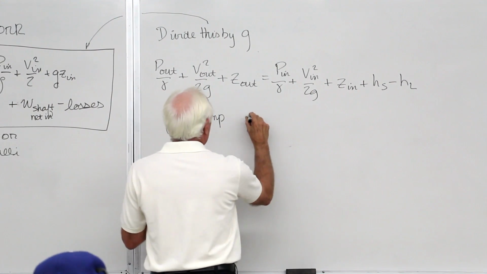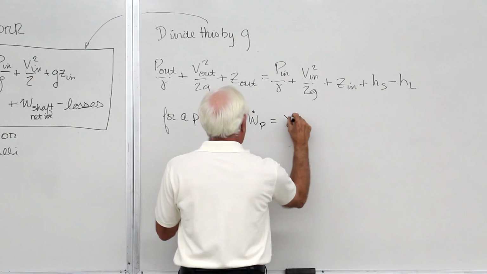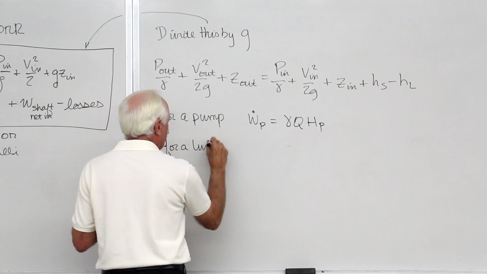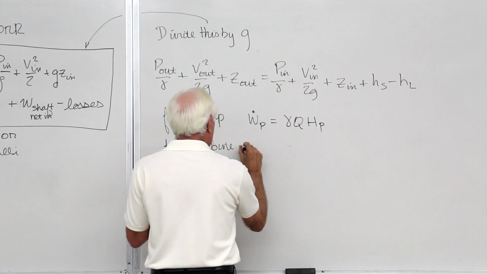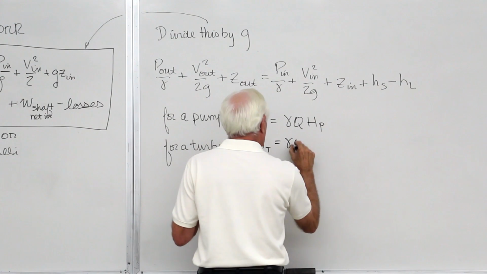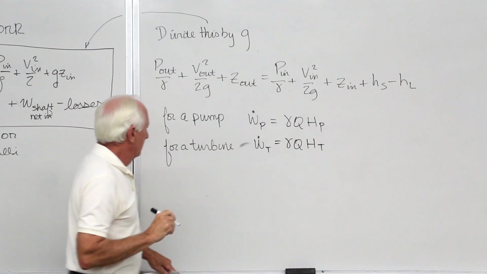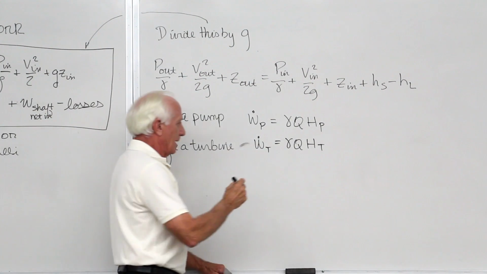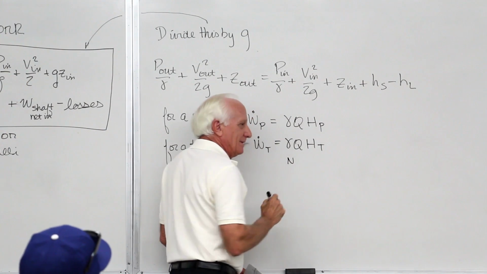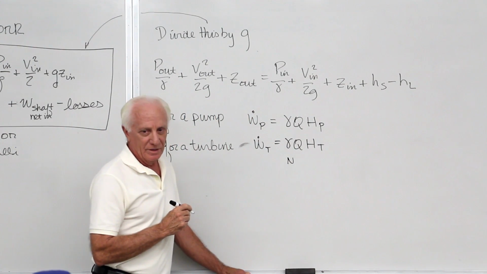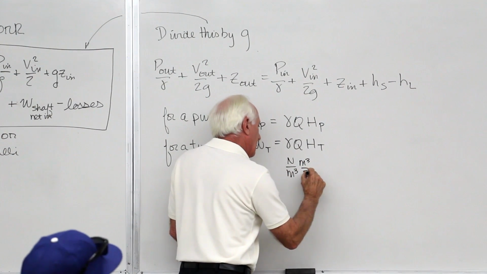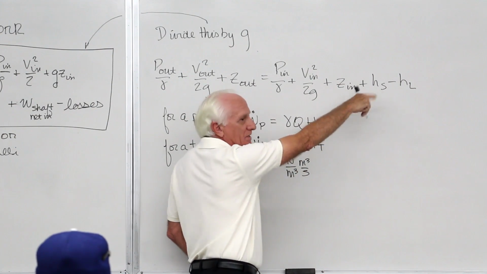So for a pump, W dot pump is equal to gamma Q HP. For a turbine, we have W dot T, T for turbine, P for pump, gamma Q HT. Okay, try it again. I'll do the SI. Gamma. Anytime you see gamma, it's newtons. You see rho, it's kilograms. Newtons per cubic meter. Cubic meters per second. HT, all these H's are in meters.